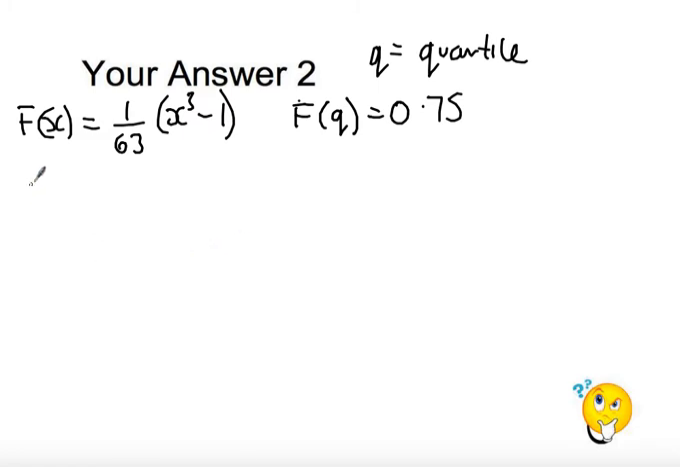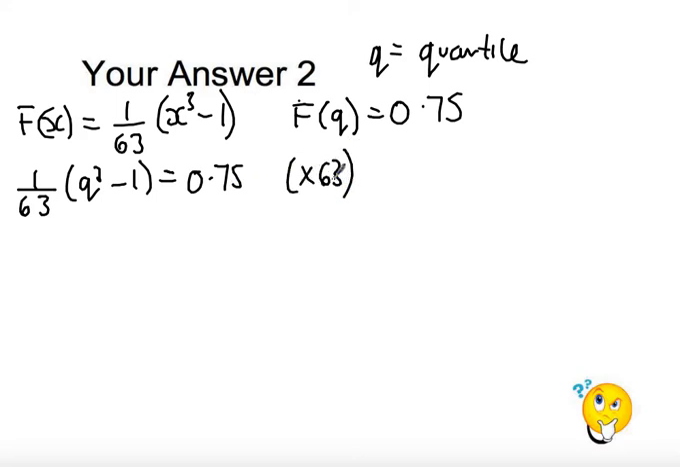Okay, so what we're actually saying here is 1 over 63 q cubed minus 1 is equal to 0.75. So same steps really here. We're going to multiply by the 63. So 63 times 0.75 comes out as 47.25. So we're going to have q cubed minus 1 is equal to 47.25. I'm going to add the 1 to both sides.